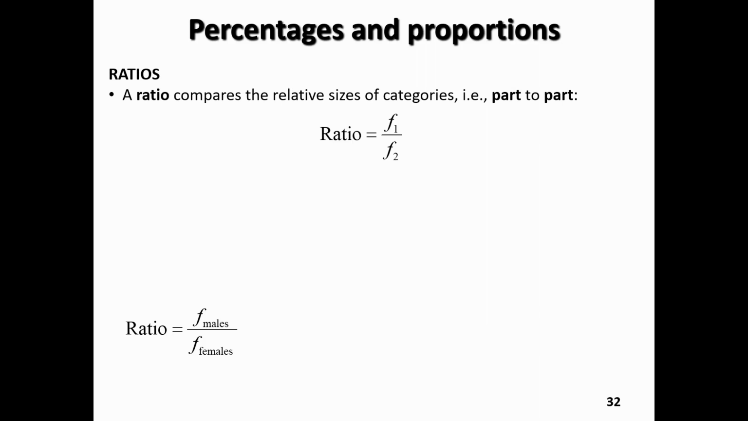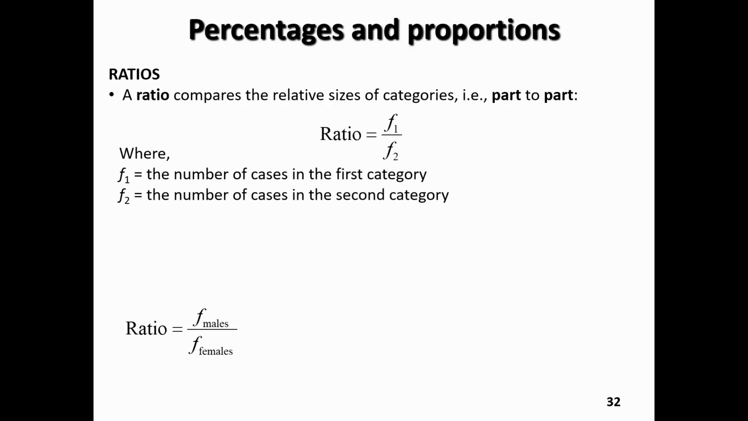The ratio is a similar approach here in that a ratio compares the relative sizes of different categories. So essentially comparing part to part or category to category. And it's just simply the quotient of the number of occurrences in one category divided by the number of occurrences in a second category of interest. Occurrences or cases, those terms are used interchangeably.